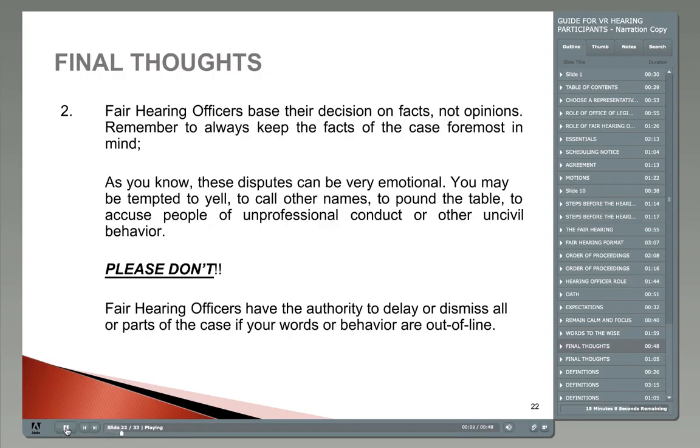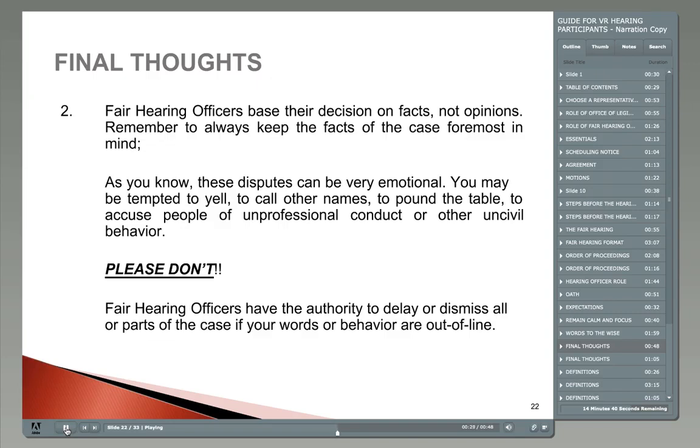A few final thoughts. Fair hearing officers base their decisions on facts, not opinions, not emotion, facts. So if you can keep the facts of the case foremost in your mind, that's how you're going to create your best outcomes. Disputes can be kind of emotional. You can be tempted to yell or get frustrated or pound the table or accuse people of unethical or unprofessional or uncivil behavior. Try to skip all that.